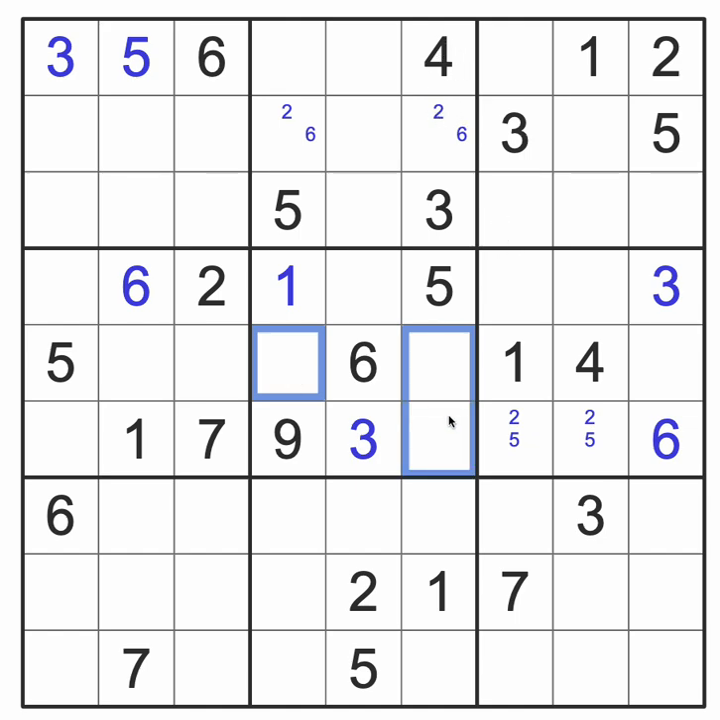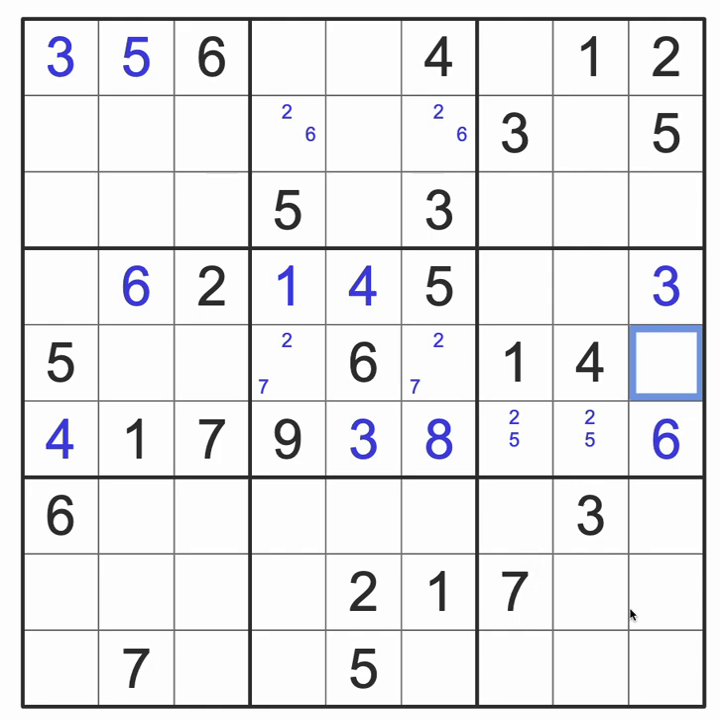4 in box 2 blocks this cell. Gives me 4 here, which blocks this cell. 4 in box 6 blocks this cell. Gives me 4 here. These are 3, 8, 9, and the 2, 5 double here means only 8 can be used for this cell. And now I have a 2, 7 double. That means this cell cannot be 7.